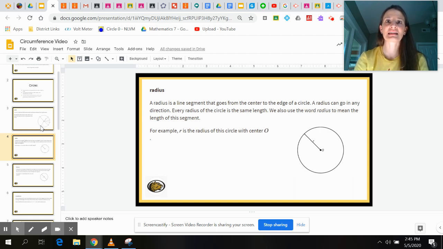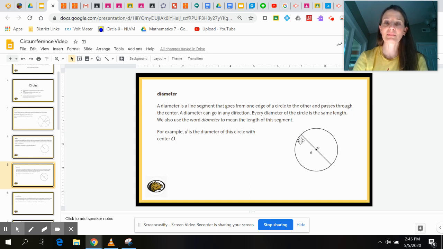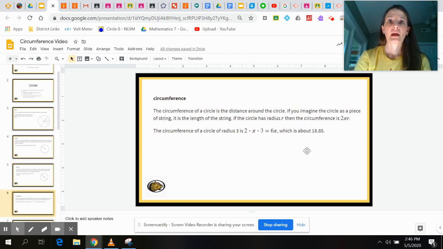A radius is a line segment that goes from the center of your circle to the edge of your circle. It's a line segment. All right, a diameter is another line segment. It goes from one edge of your circle to the other edge of your circle through the middle. So your diameter is equal to 2 of your radii, and a radius is equal to half of your diameter. And today we're going to talk more about circumference, that is the distance around a circle.